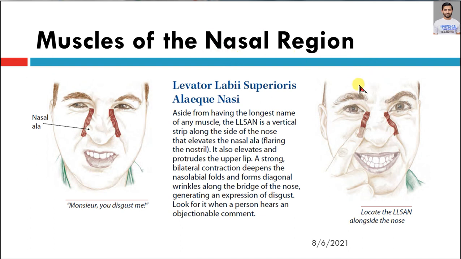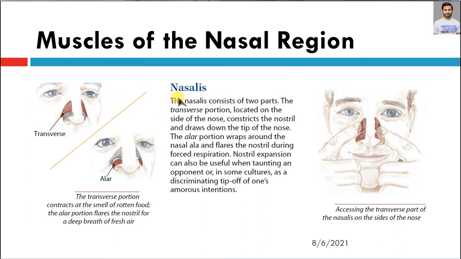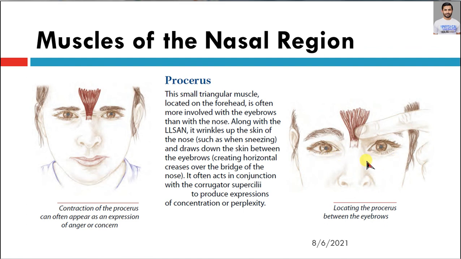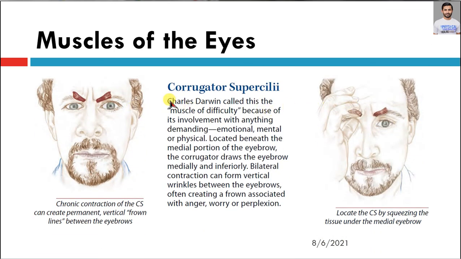The muscles of the nasal region help you create wrinkles around the nose and elevate the angles of the nose. So these are the muscles called the levator labii superioris alaeque nasi, one on each side. Then the nasalis muscle: these muscles are responsible for creating the wrinkles over the nose and opening the airways, or opening the ala of the nose. Then the procerus muscle makes you produce a horizontal wrinkle between the eyes. This is the function of corrugator supercilii. You can make this face, or you can create the frown lines, the vertical wrinkles between the eyes.